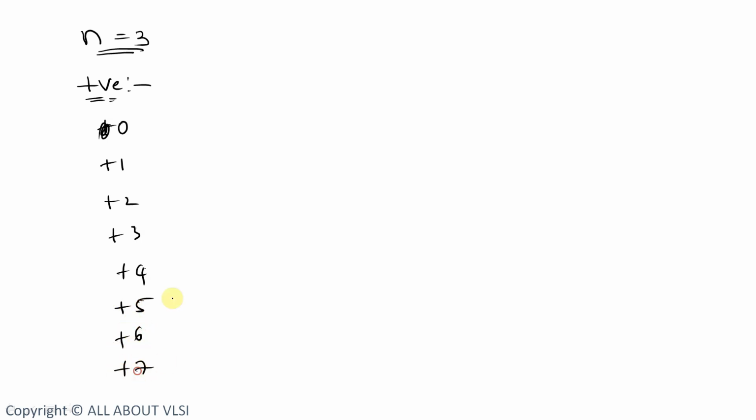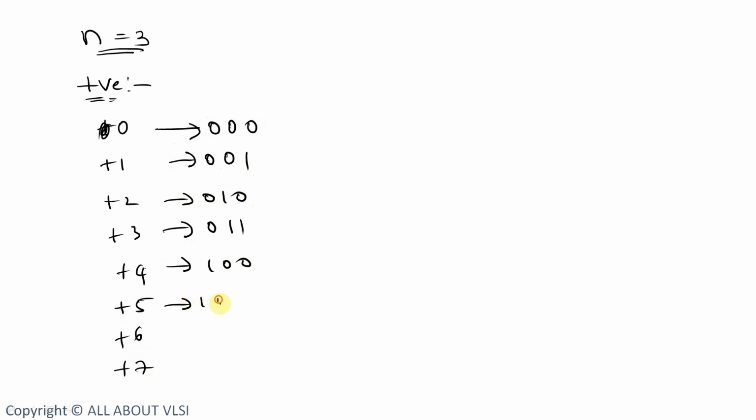Let's say n is equal to 3. For n equal to 3, first of all, let us write down the positive numbers. The positive numbers can be written from 0, 1, 2, 3, 4, 5, 6 and 7. So it is nothing but 000, 001, 010, 011, 100, 101, 110 and 111. These are my positive numbers.